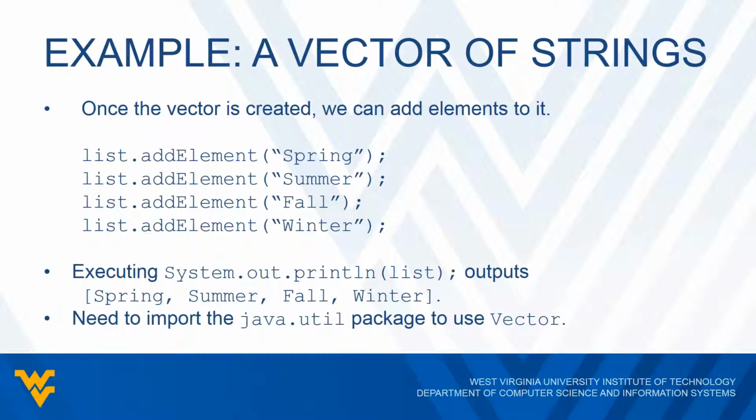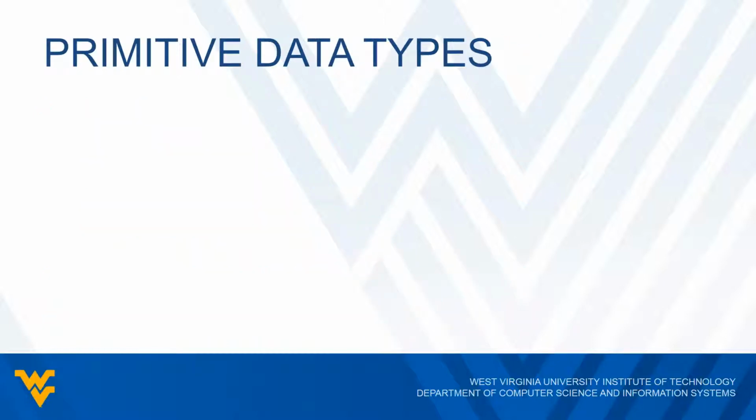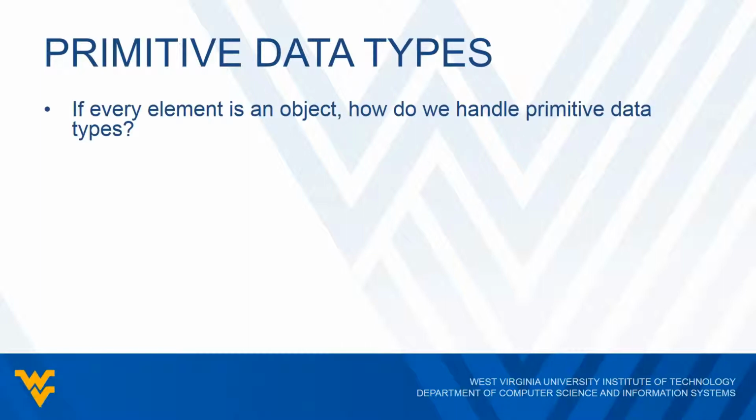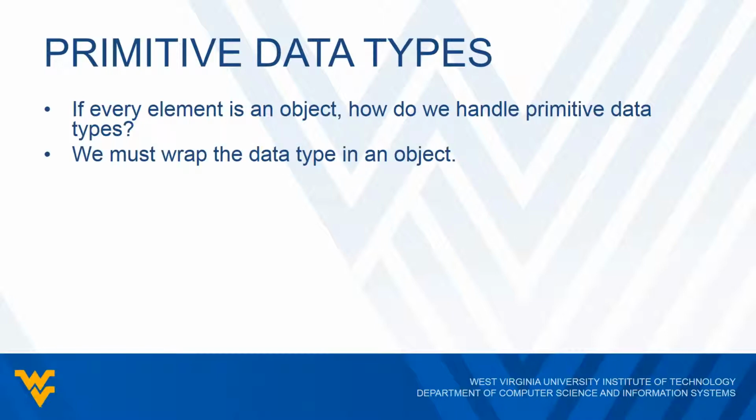Now, it's just worth noting that if we're going to use vectors, we need to import the java.util package to make that work. Now, for vectors, we have what seems like an array of objects. We have a vector of objects. So if every element is an object, then what about primitive data types? What about integers, doubles, floats, and so forth? Well, we're going to need to wrap the data type in an object. So how do we do that?